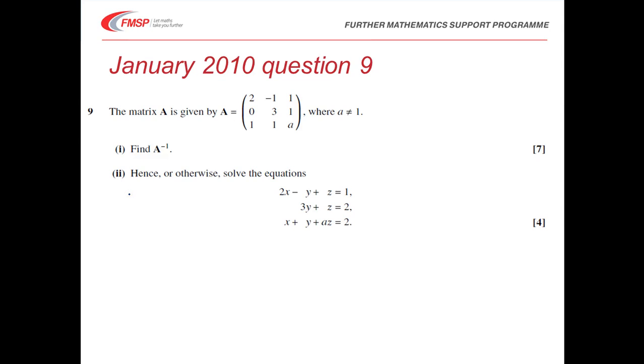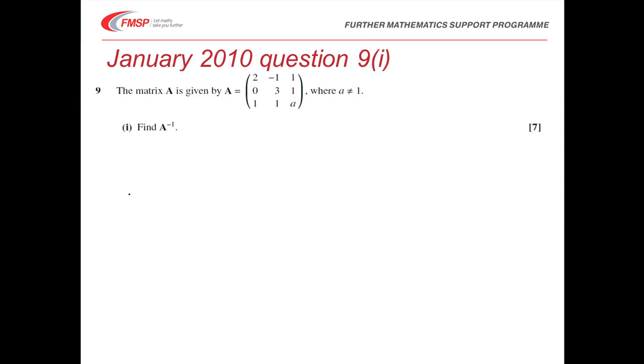So let's have a look at this first part where we're asked to find the inverse of A. In order to find the inverse of a matrix, the first thing you always ought to check is the determinant. Because of course if the determinant is equal to 0, then your matrix is singular and it's not possible to find the inverse. So we'll start by finding the determinant.